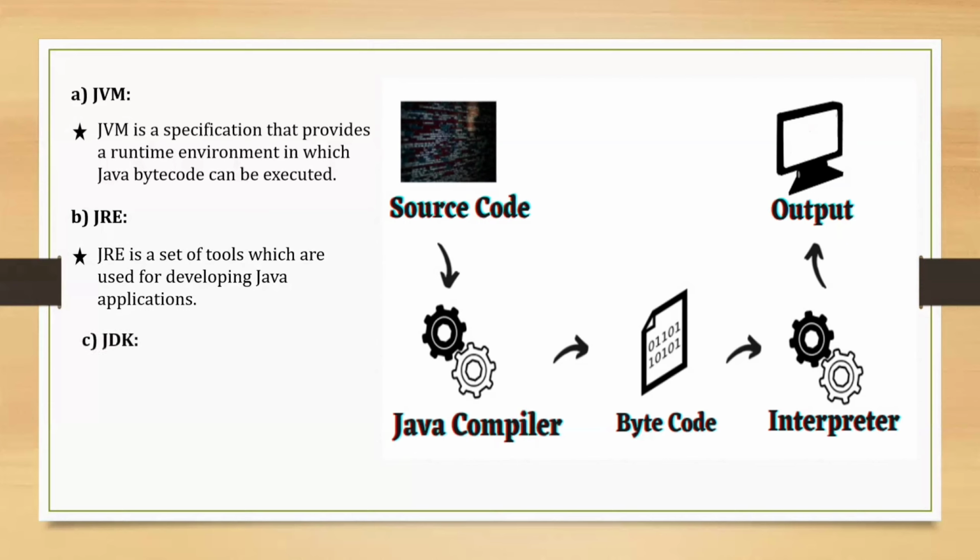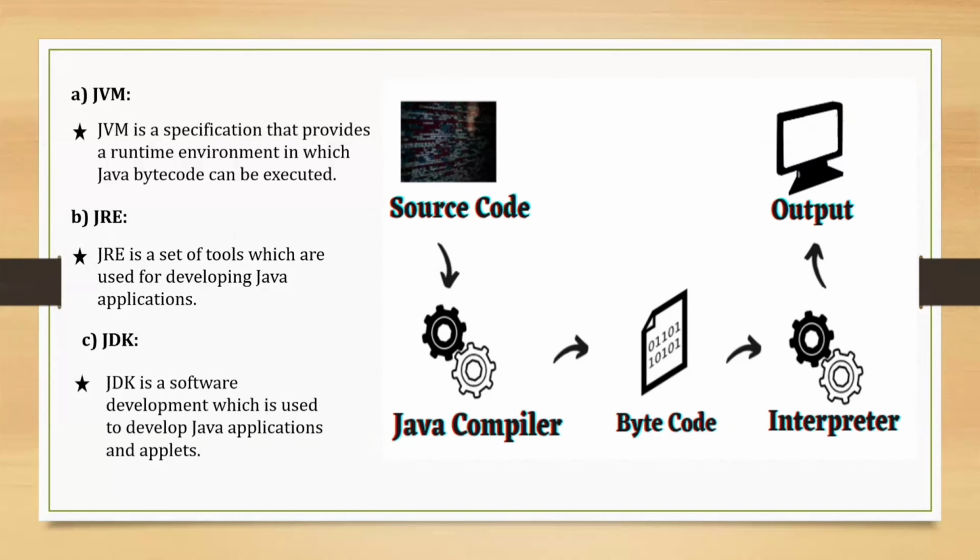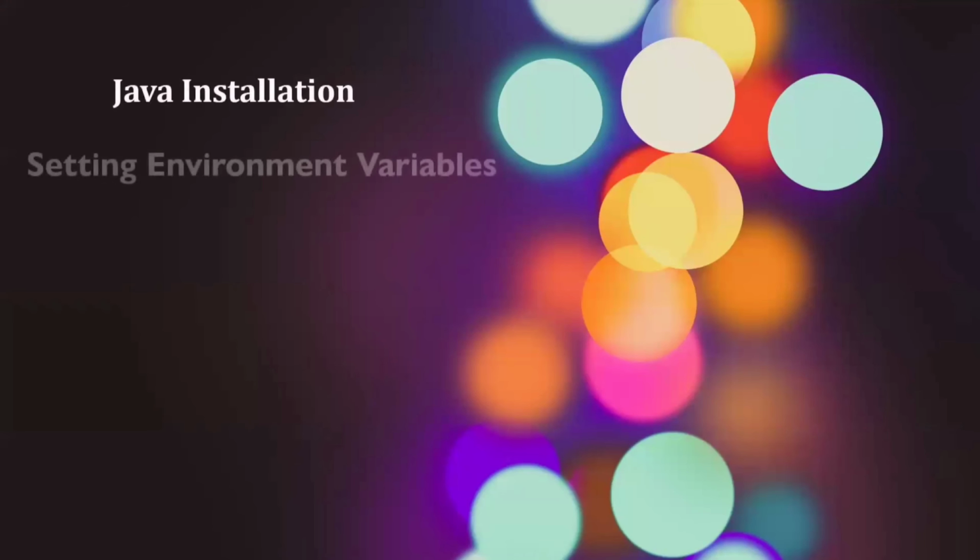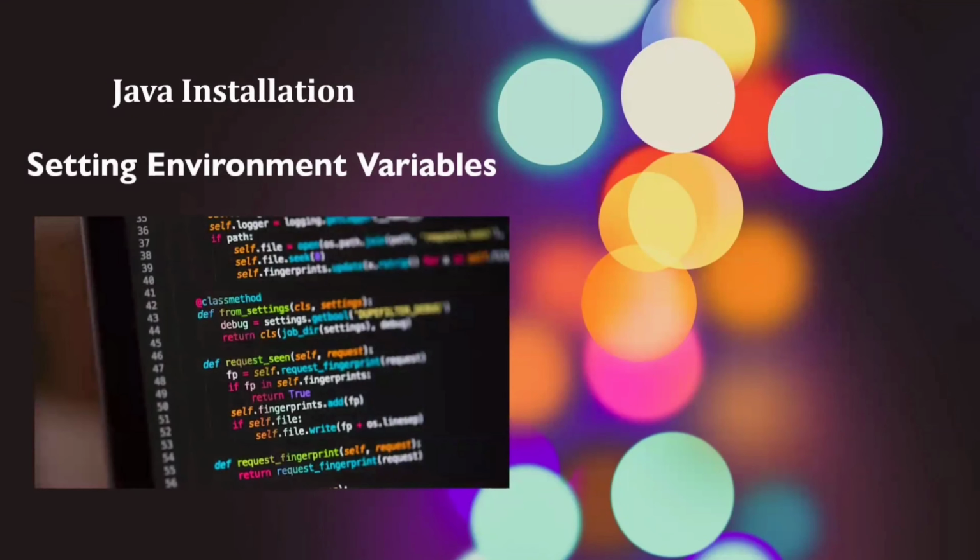Then JDK. JDK stands for Java Development Kit. JDK is a software development tool which is used to develop Java applications and applets. The JDK allows developers to create Java programs that can be executed and run by JVM and JRE. Then we'll be seeing how to install Java and set up environment variables.